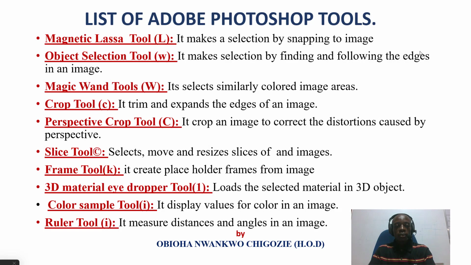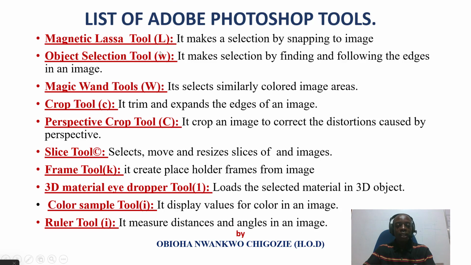Okay. List of Adobe Photoshop tools, that's the continuation. You have the lasso. You have the magnetic lasso tool. It makes a selection by snapping to the image. You have the object selection tool. It makes a selection by finding and following the edges in your image. You have the magic wand tool.